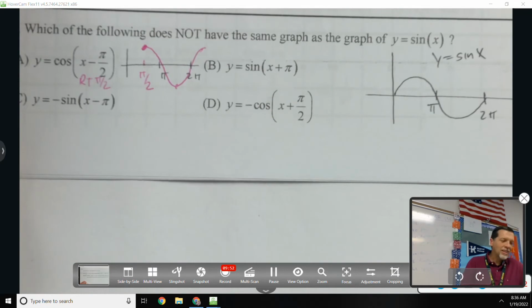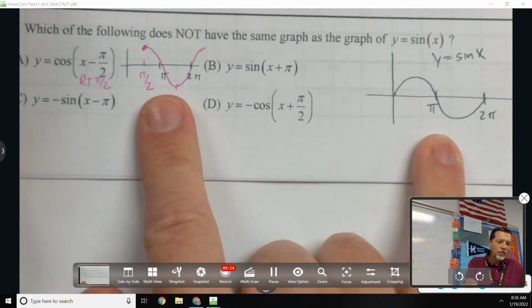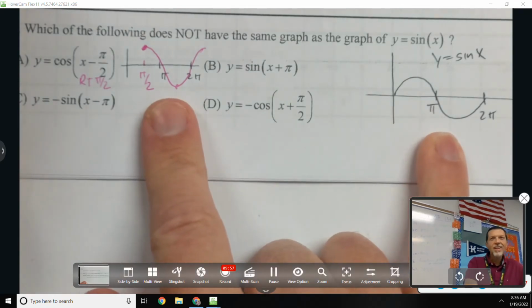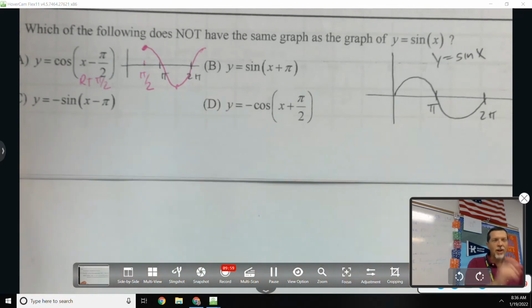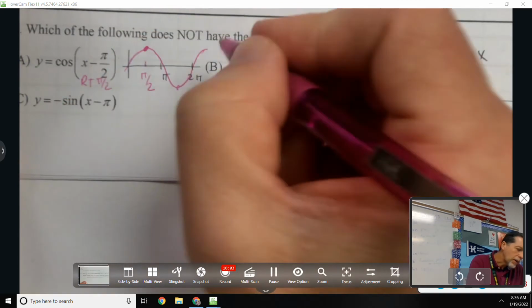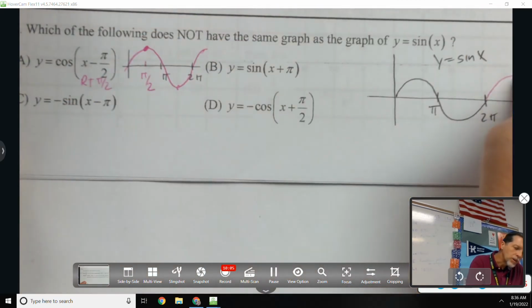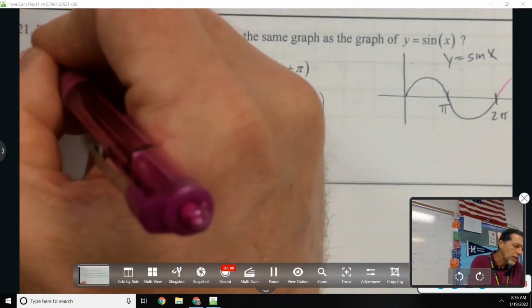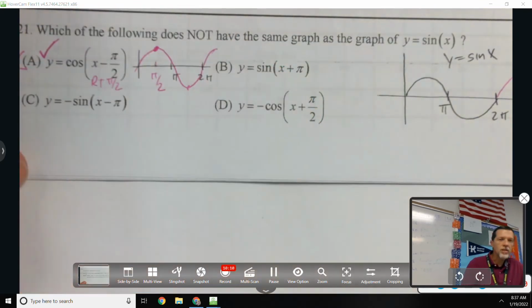That's kind of weird to look at. Are those graphs the same? They are. They don't look the same because I didn't graph the same window of them. But if I continued this backwards or continued this onward, then yeah, they are the same. So A works.